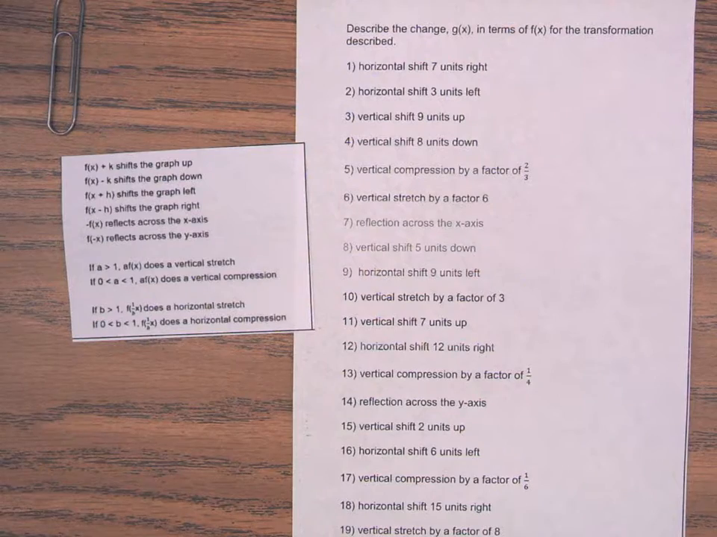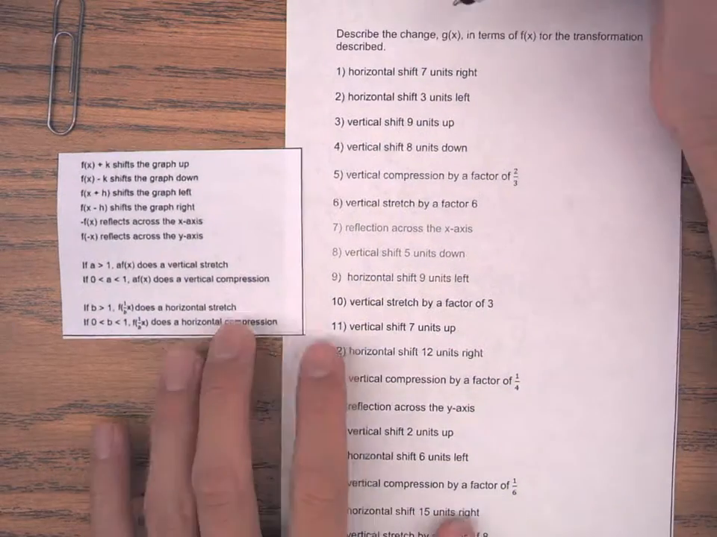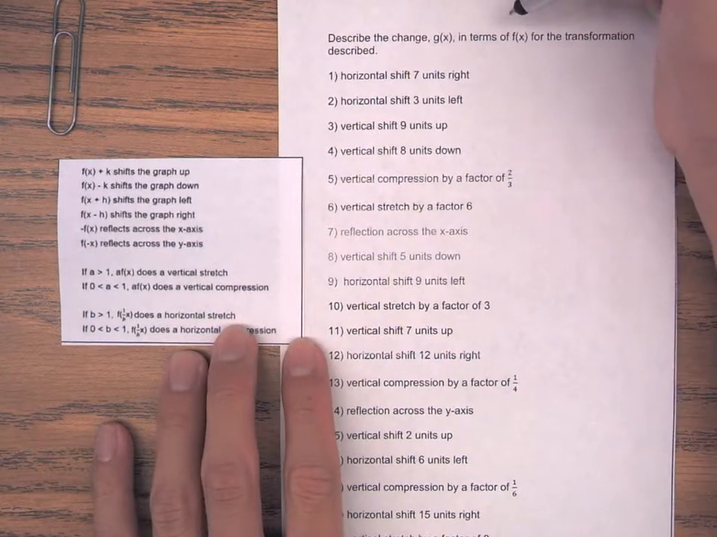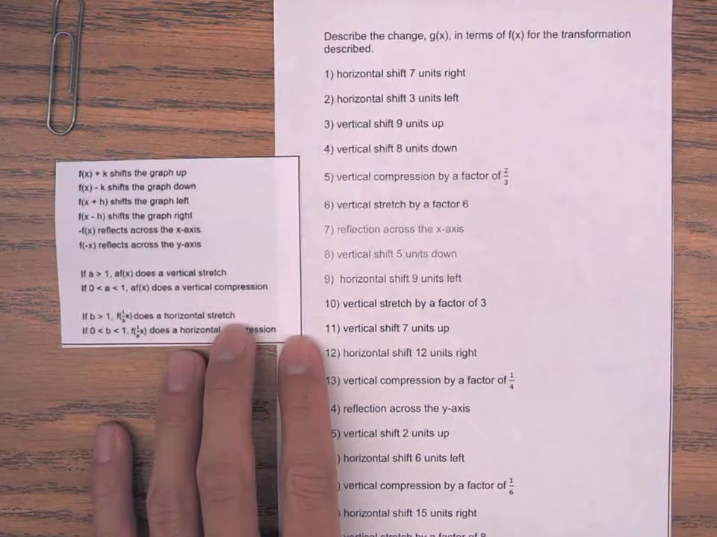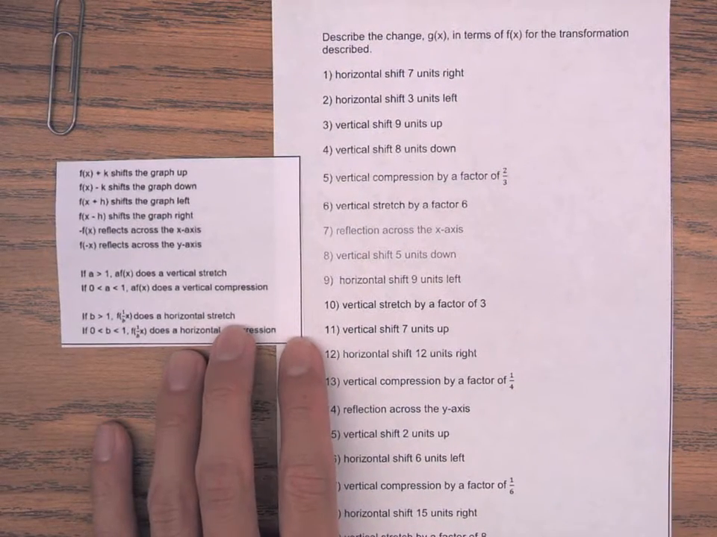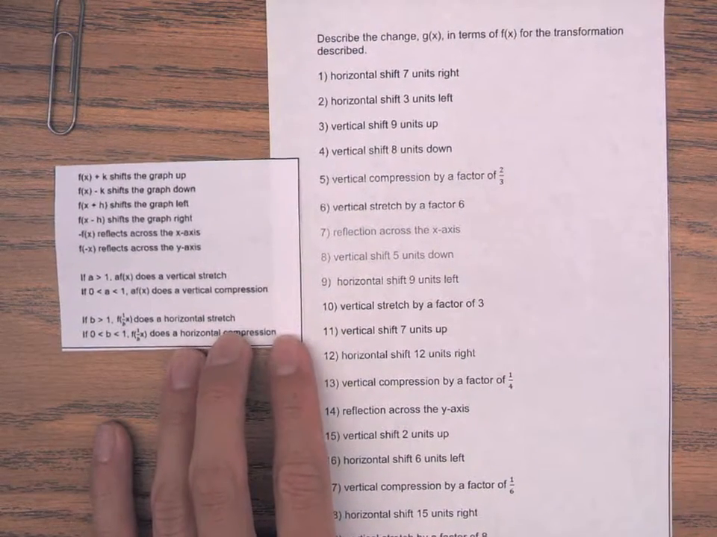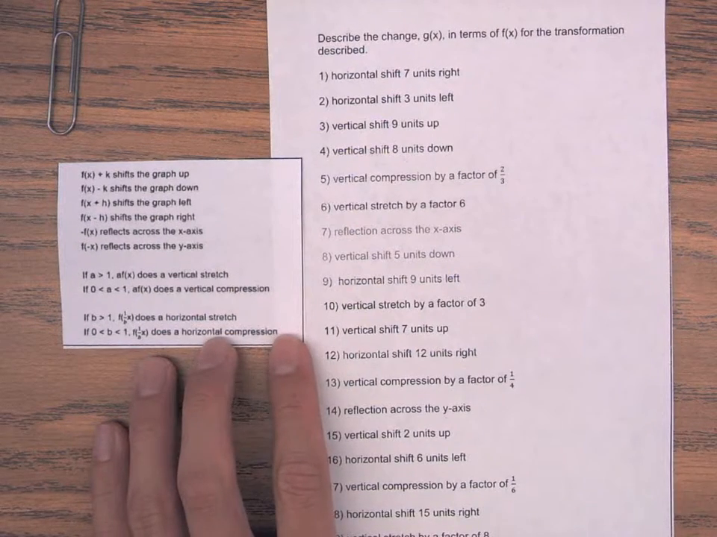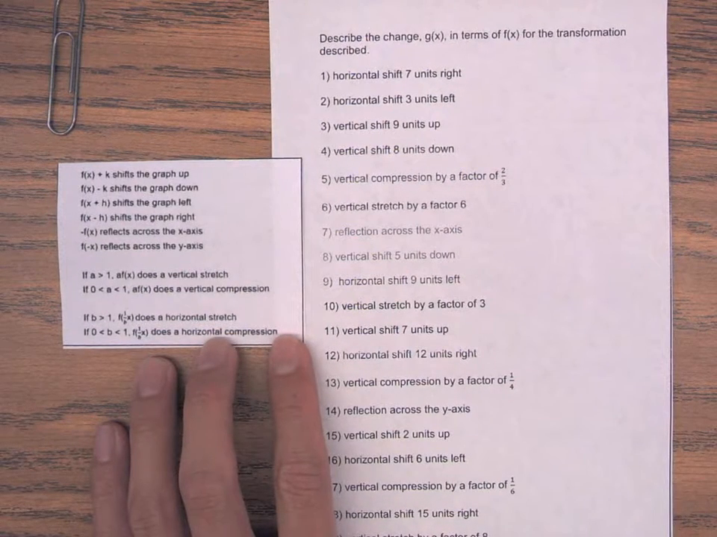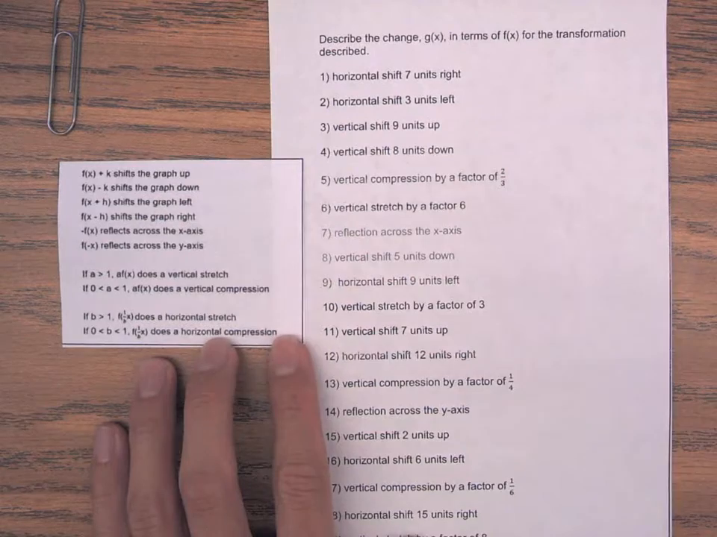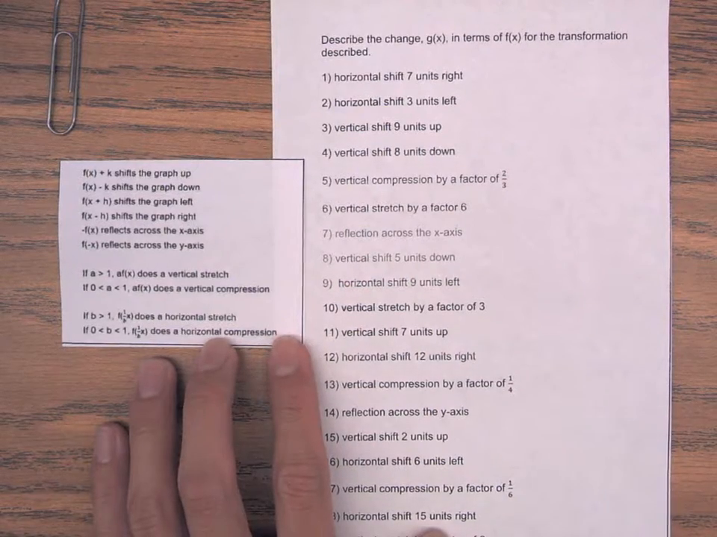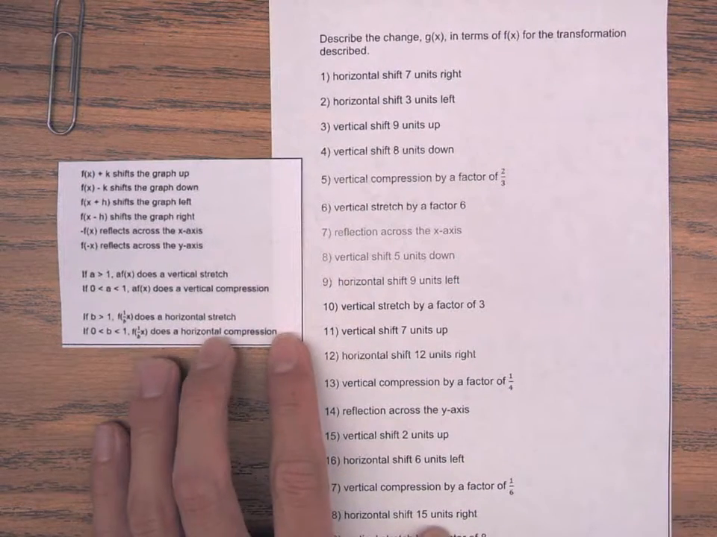Okay, so describe the change g of x in terms of f of x for the transformation described. So this lesson pairs off with the lesson that I recorded earlier, the one with the computer, if you want to see all the graphs moving and stuff. This one, I'm just not going to show you the graphs. I'm going to show you what I'm looking for in the mastery quiz.